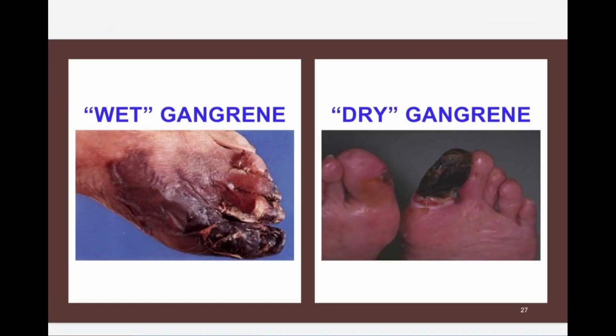Okay, so here's the pictures. You can see wet on the left, macerated, there's no clear line, and on the dry gangrene, you can have that clear line of demarcation right there. This is probably due to lack of blood flow to the area. Okay, no blood supply to the big toe, it dies off. Okay, on the left, wet gangrene, that is an infection. There's pus there that looks wet. This one looks dry.